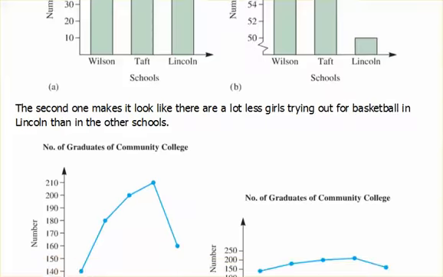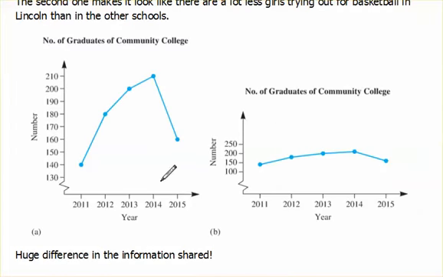Now, here's another example. We have two different graphs here that are showing the exact same information. No difference whatsoever, except that the scaling is different. Here we start at 100 and we go up by 50 each time, with little small tick marks from one to the next. So you would look at this graph and say, oh, it looks like it peaked in 2014, but it's not really all that much different from year to year.